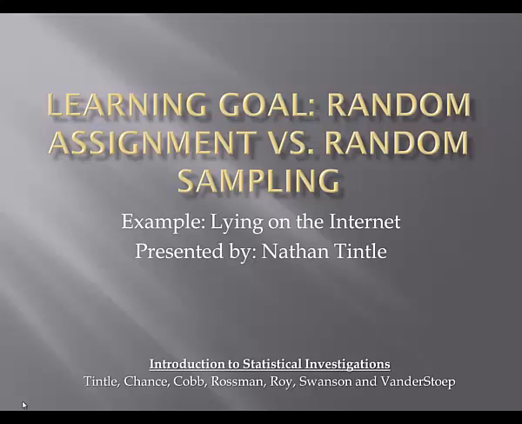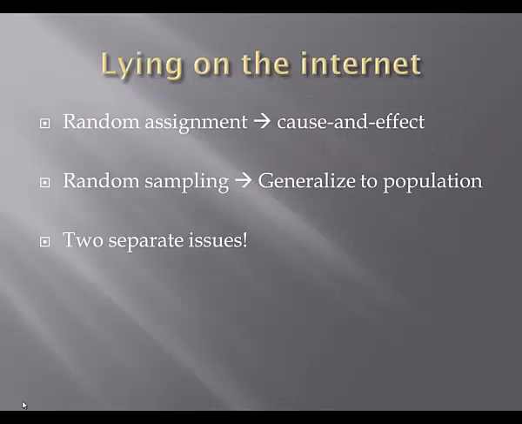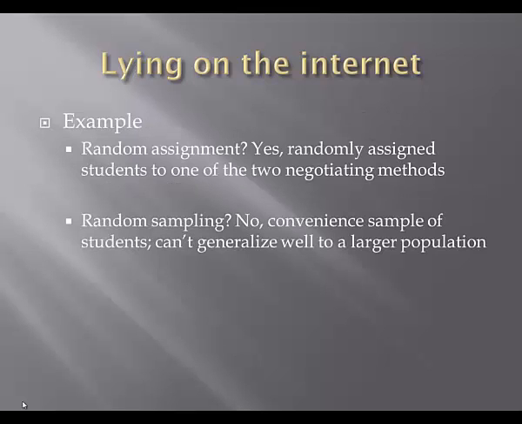In this learning goal video, we're going to talk about the difference between random assignment and random sampling, and we will use the lying on the internet example to talk about this learning goal. Random assignment potentially leads to a cause and effect conclusion. Random sampling potentially leads to your ability to generalize to a population. These are two separate issues. Two different ways of designing your study with two different implications on the scope of conclusions. That said, sometimes students do confuse these two ideas.